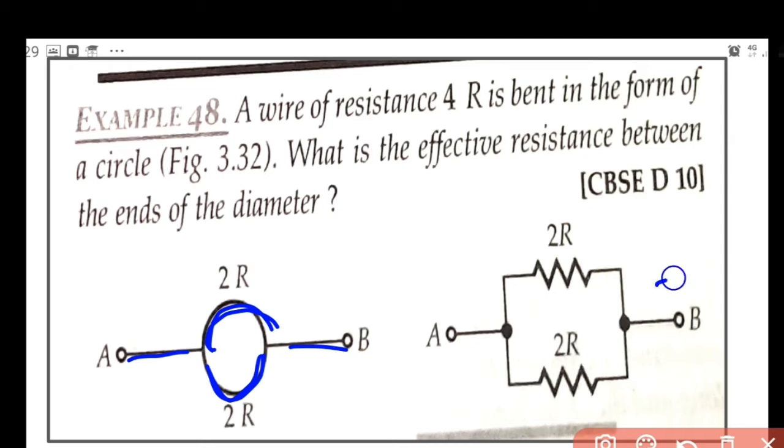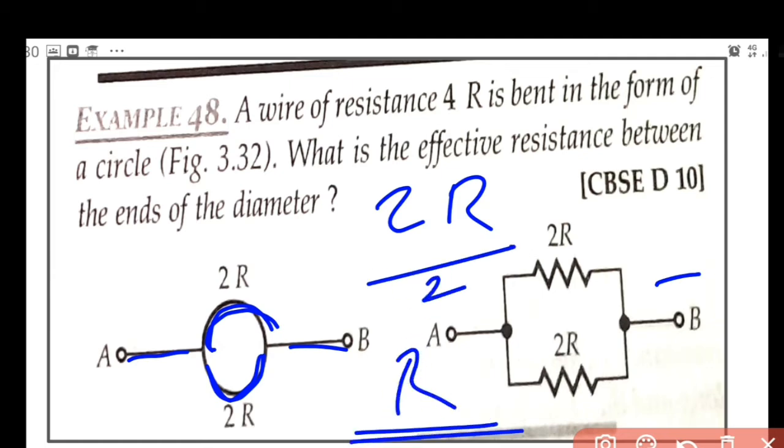So that is what is drawn here. Okay, 2R and 2R in parallel. If 2R and 2R are connected in parallel, what is the case? I have already told you, if n equal value resistors are connected in parallel, the effective resistance is that divided by n. So here it is 2R by 2. So the effective resistance becomes R. So that is the answer to the question.